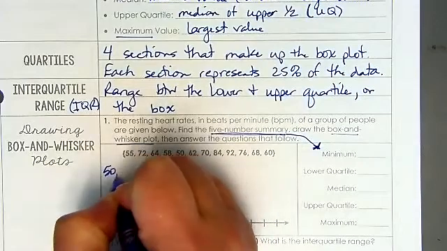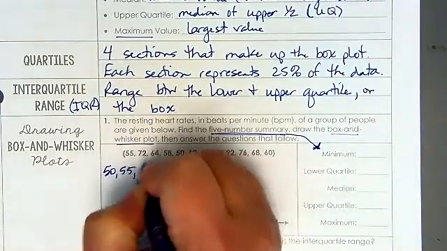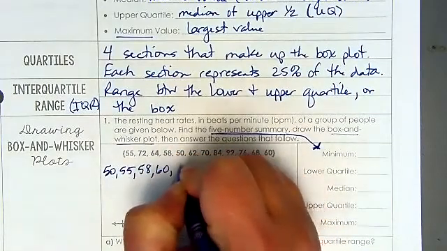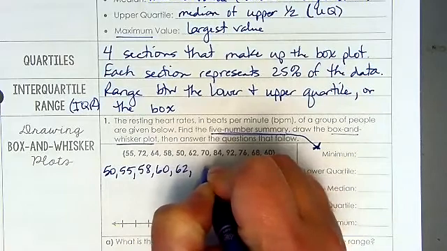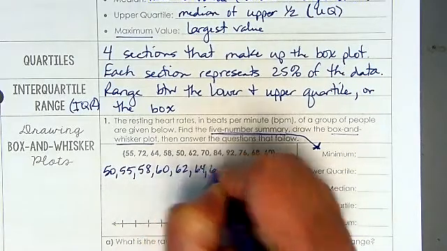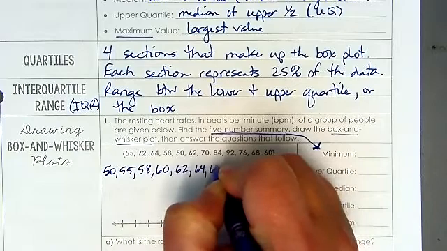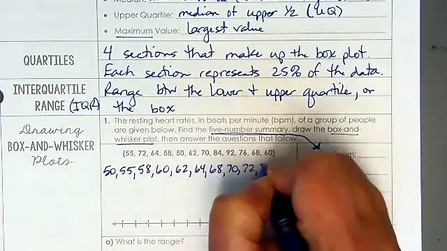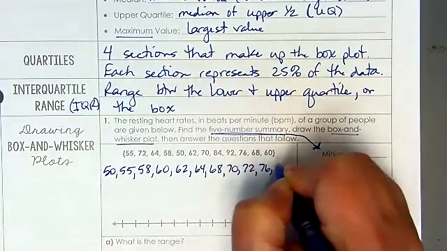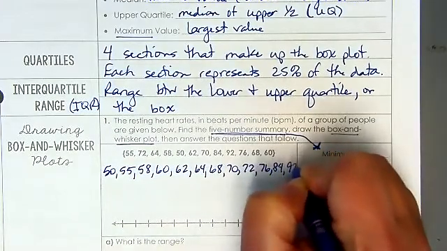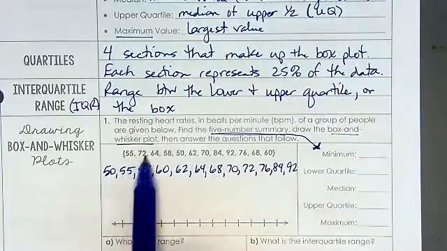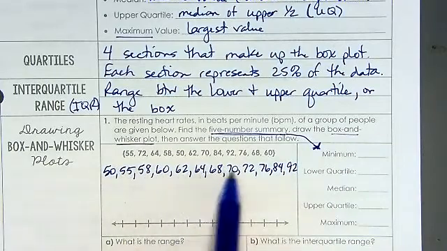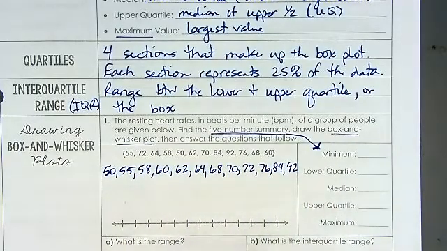So we have 50, 55, 58, 60, 62, 64, 68, 70, 72, 76, 84, and 92. And now I'm going to count to make sure. 2, 4, 6, 8, 10, 12, 2, 4, 6, 8, 10, 12. Got the same amount, so these are my numbers.